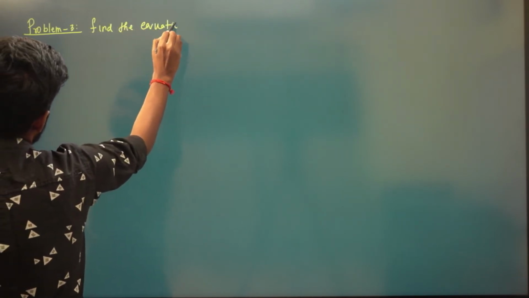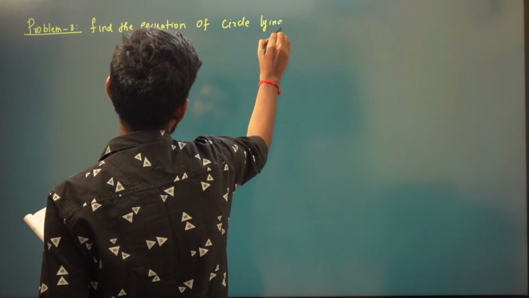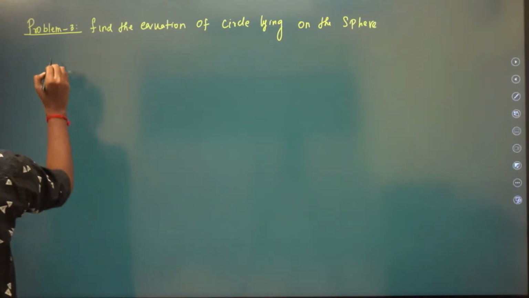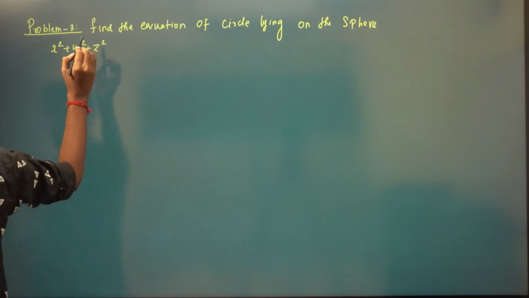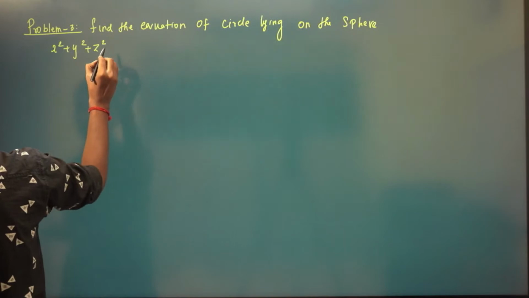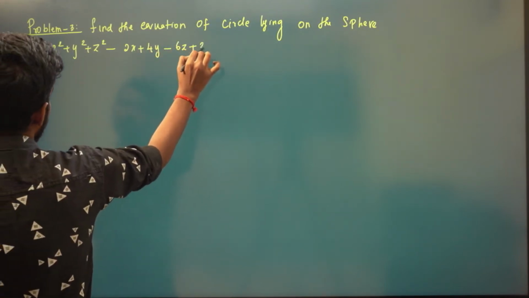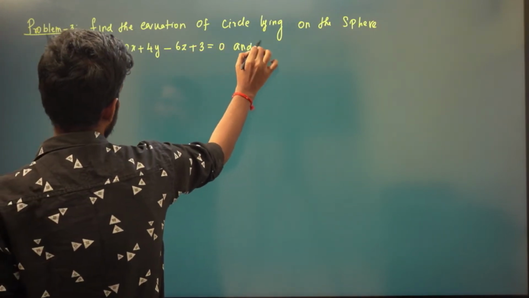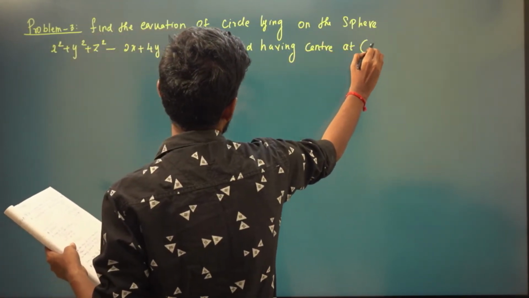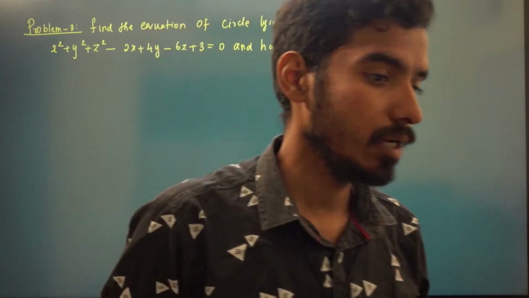Find the equation of the circle lying on the sphere x square plus y square plus z square. See, for a sphere, the coefficient of x square, y square, z square should always be equal to 1. x square plus y square plus z square minus 2x plus 4y minus 6z plus 3 is equal to 0, and having center at 2, 3, minus 4. See, very very easy problem. Just think about how you can do it.